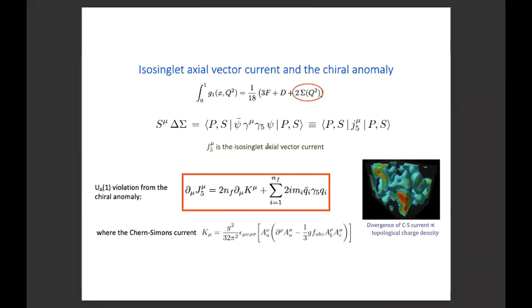Now, this is where it gets interesting for this audience, because this is nothing but the current that satisfies the anomaly equation, as we discussed this morning and earlier in the workshop. This current is not conserved, so the divergence of J5 is 2N_F times the divergence of the Chern-Simons current, which is nothing but F F-dual, E dot B. And then there's a piece that's proportional to the quark masses, summed over all flavors, times this pseudoscalar bilinear of quarks.